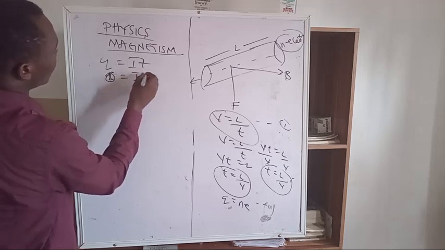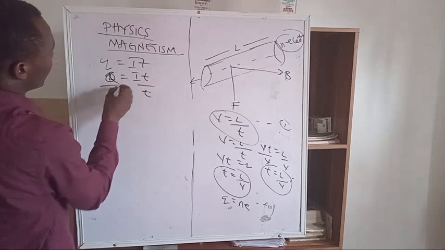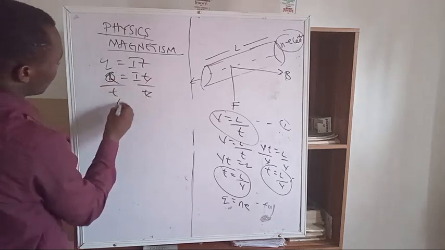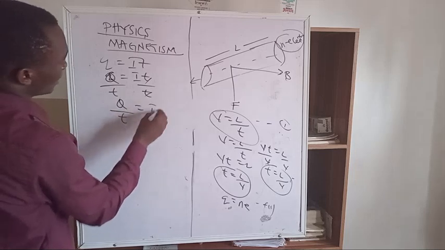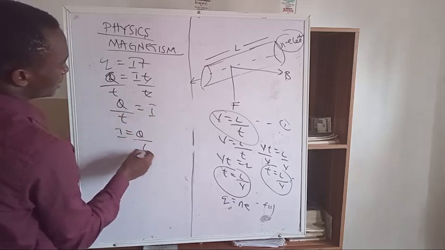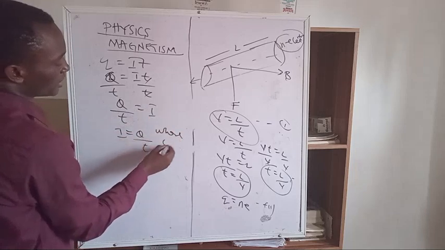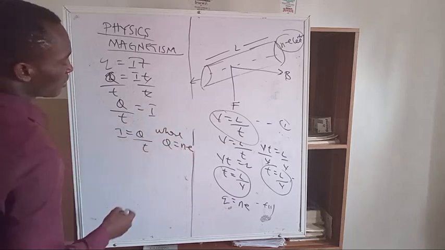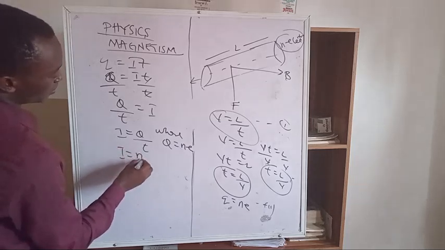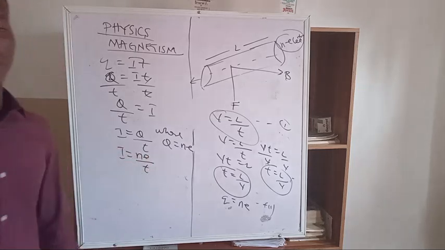So we are looking for current, I, which is charge divided by time, Q over T. Then we'll have Q over T is equal to I, or I is equal to Q over T. But our value of Q, which is the charge, is now what? N, the number of electrons, multiplied by e. Then we'll have I is equal to Ne over T. So this is how to prove the magnetic force.